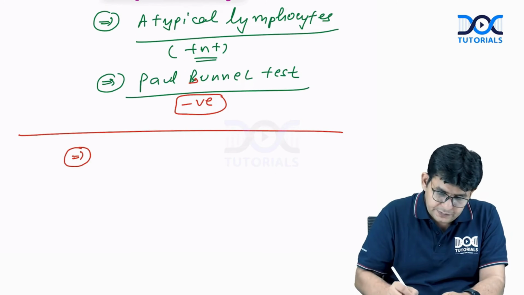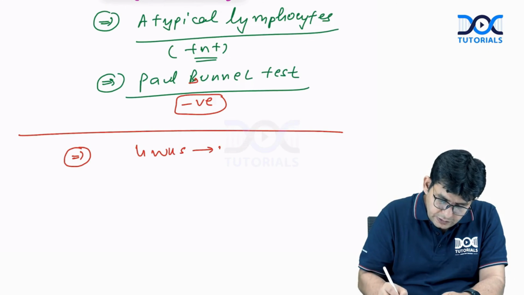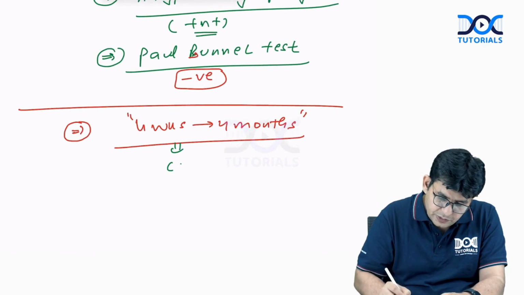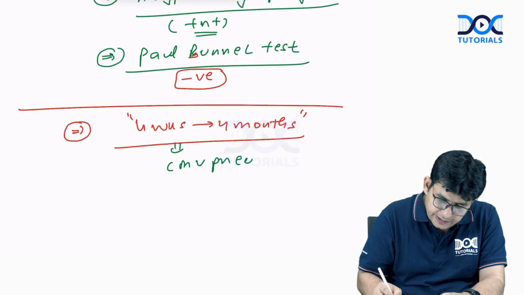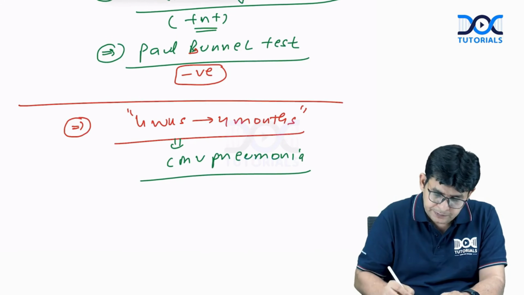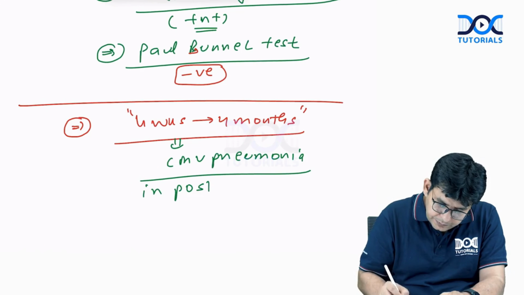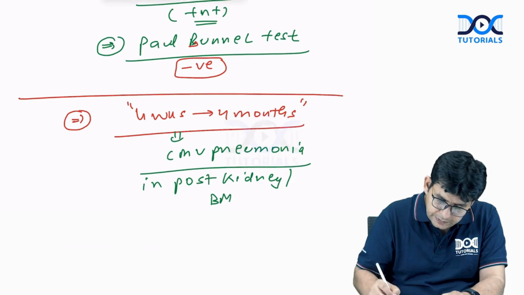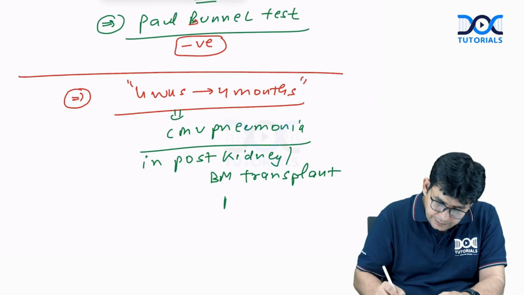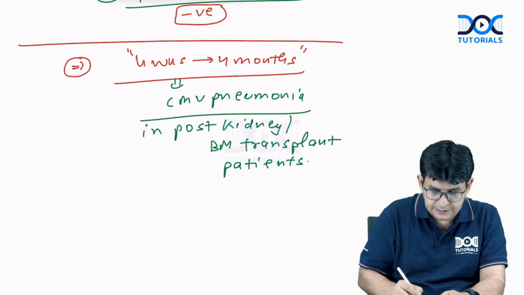Then 4 weeks to even 4 months, okay, they are predisposed to get what? CMV pneumonia, and obviously a viral pneumonia, so atypical pneumonia it is. And this happens in whom? Post kidney or bone marrow transplant patients. Okay. So this is also one of the ailments which is to be remembered.